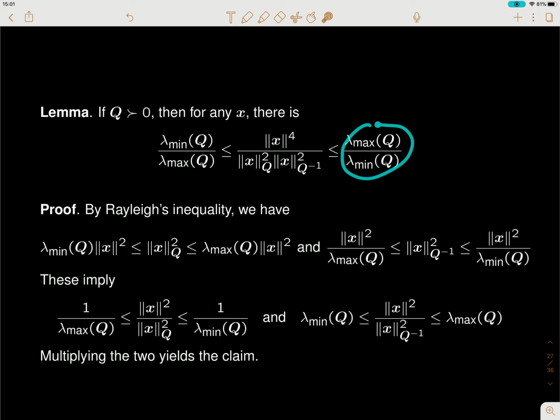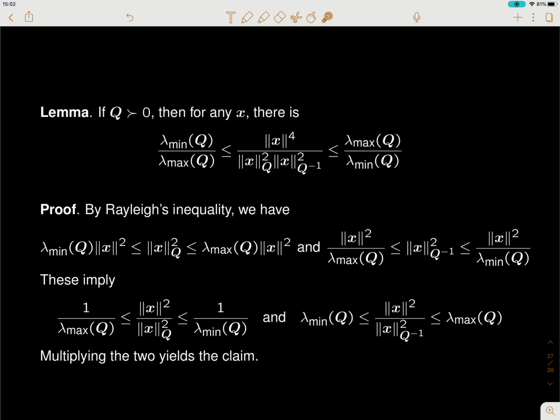Recall that this is called the condition number of Q, which is bigger than 1, and the larger this number is, the more ill-conditioned the Q is. That means the problem is in general more difficult to solve. On the left-hand side, this is just the reciprocal of that. We have the minimum eigenvalue on the top and the maximum eigenvalue on the bottom. And this quantity is just bounded in between.